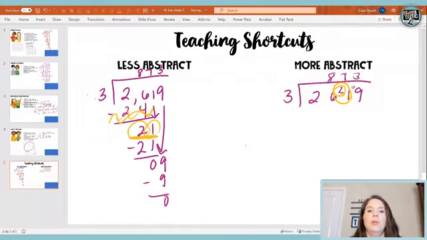7 times 3 is 21. Over here, we did 3 times 7 is 21. And then we found our remainder by multiplying and subtracting. Here we just knew there was no remainder. We did that in our head.